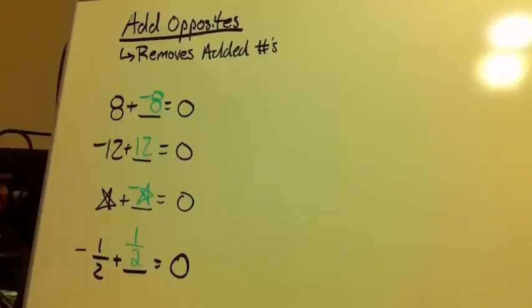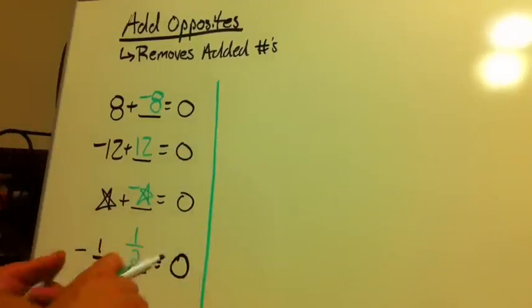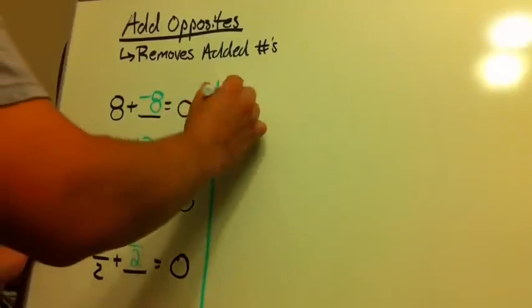So again, remember we use this idea to get rid of the added number that is beside the variable when we deal with add and subtract equations.